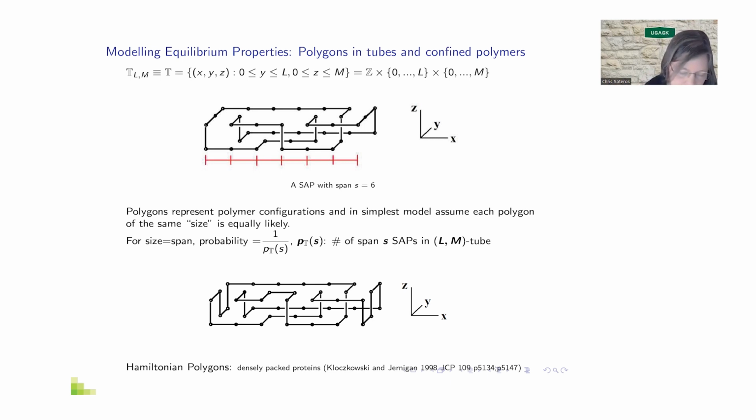And depending on which size we choose, we'll assume that each polygon of the same size is equally likely. So often it's either the same number of edges or the same span.